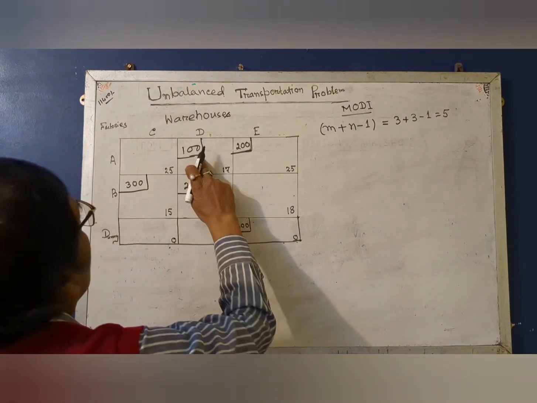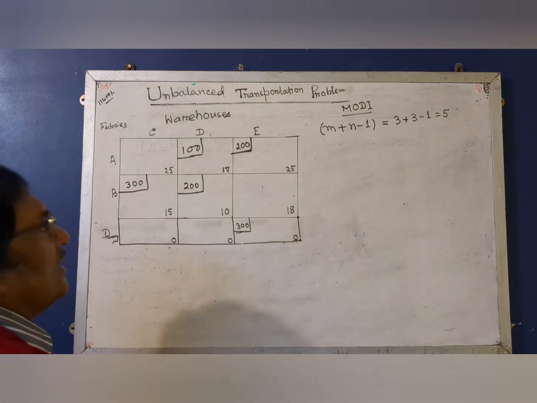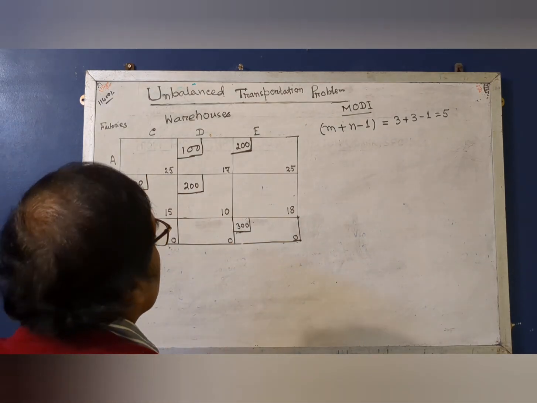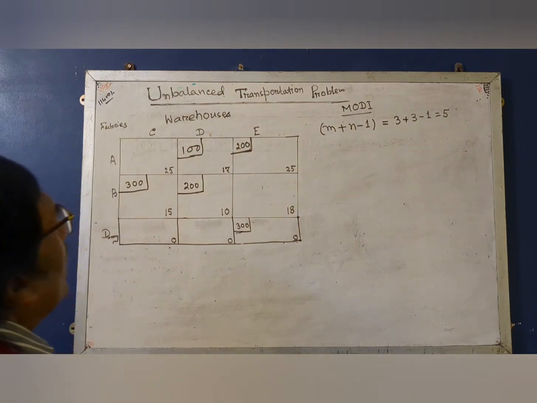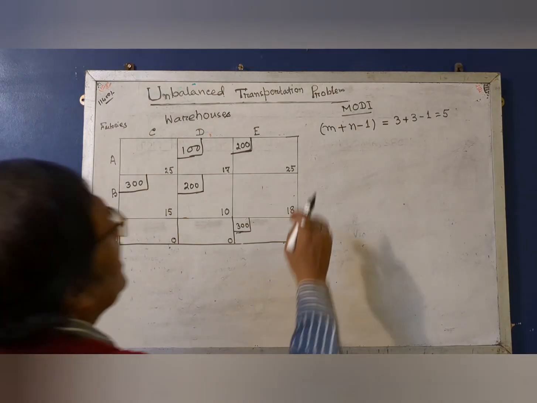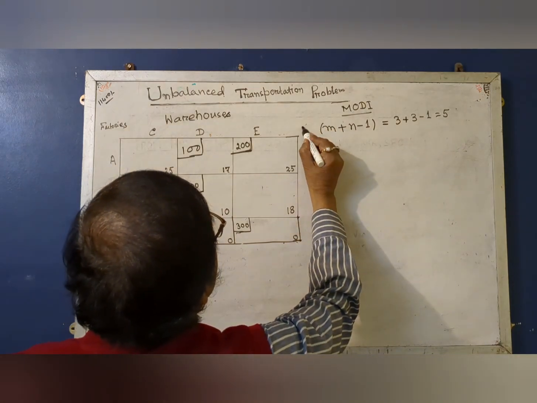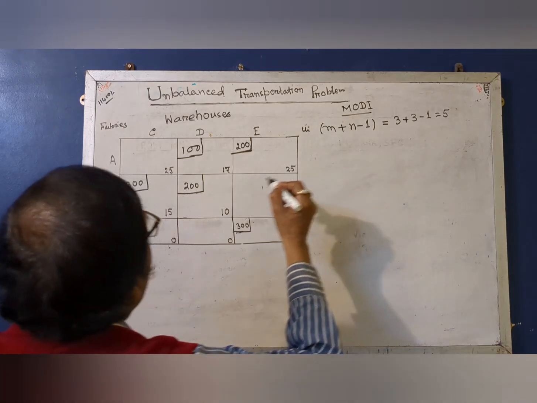Okay, you check: 1, 2, 3, 4, 5. Hence there is no problem. This is not a case of degeneracy. Now, how will you proceed for finding the dual variables? I have already mentioned it in my previous video. If you have any doubt, please check.